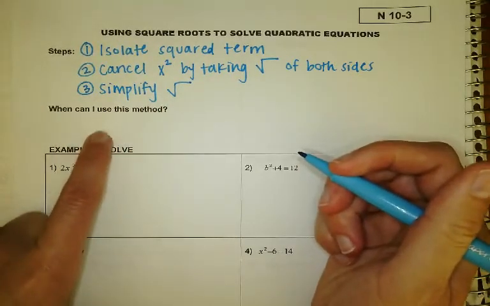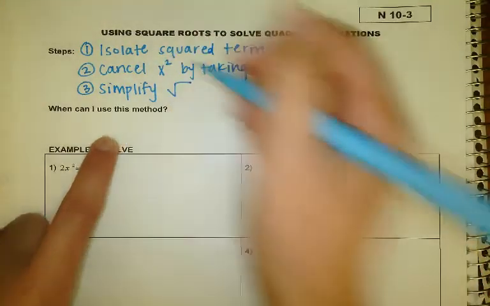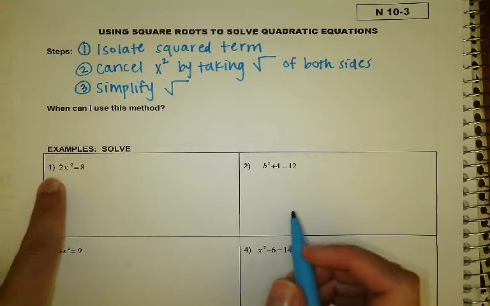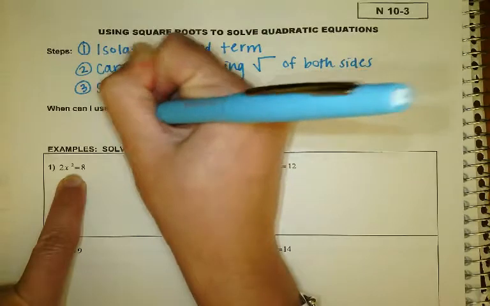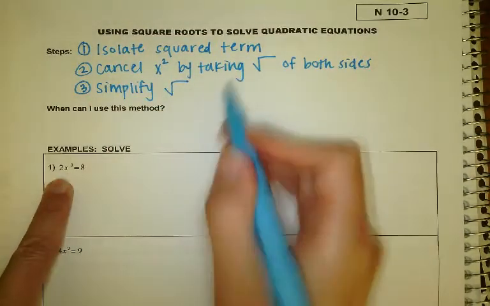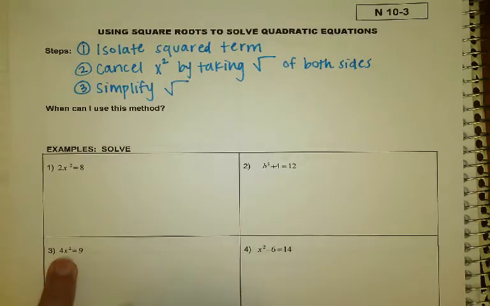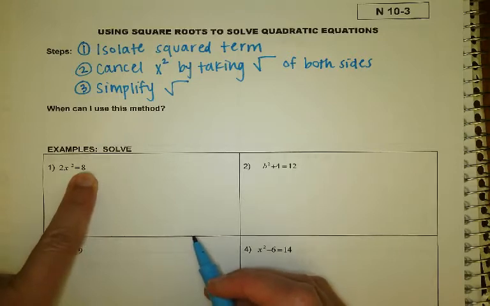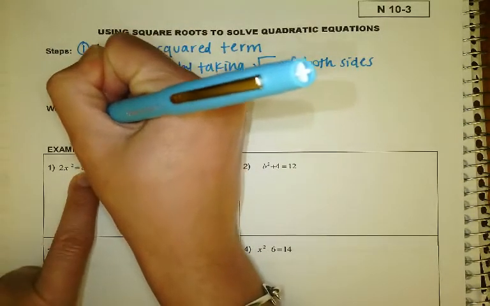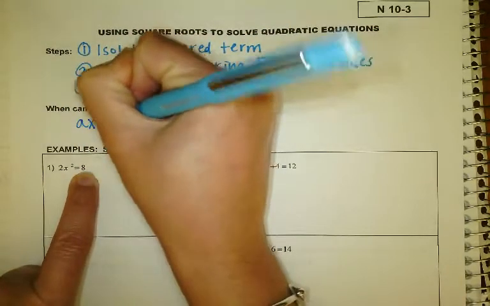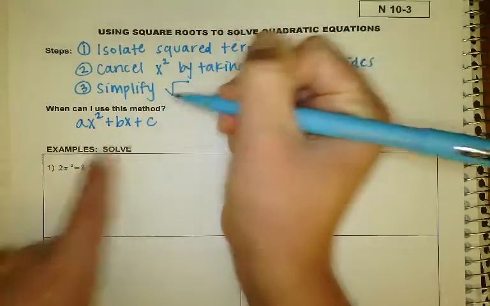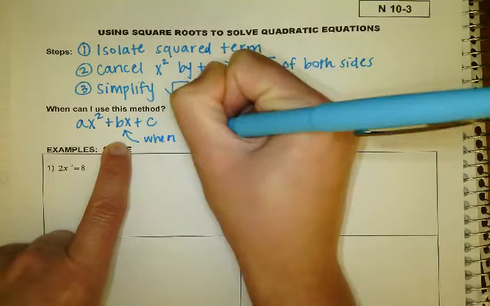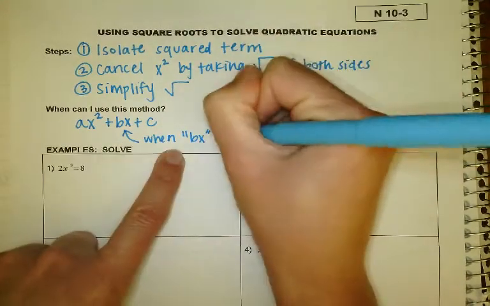So when can I use this method? If you look at all of these and think about the general standard form equation we had been using for factoring, here's an x squared, here's a b squared, x squared. All of these equations have an x squared, they have another number, but they don't have a bx in the middle. This is what we had before, and we use this method when the x term is missing.